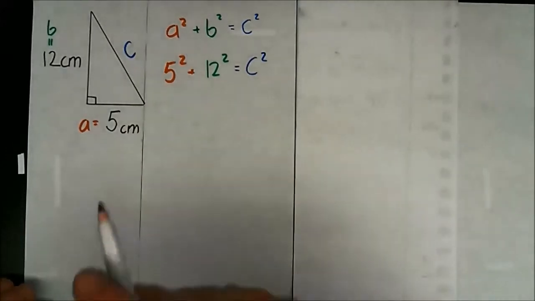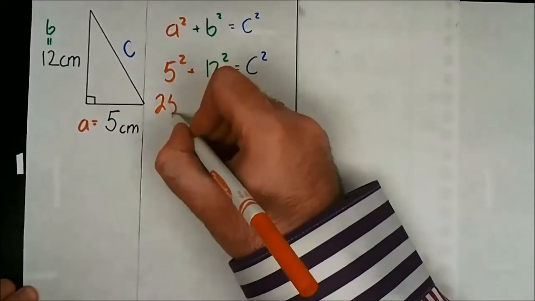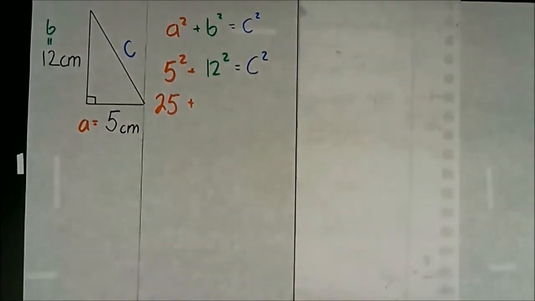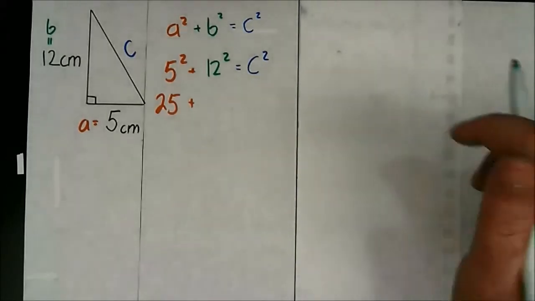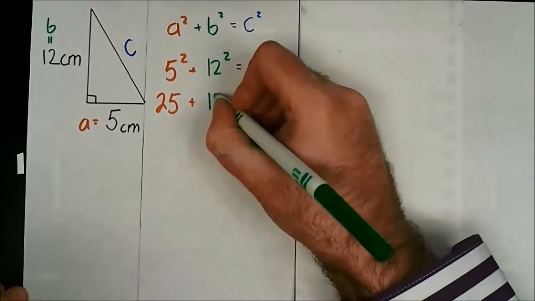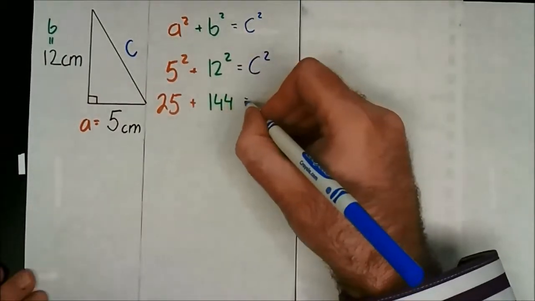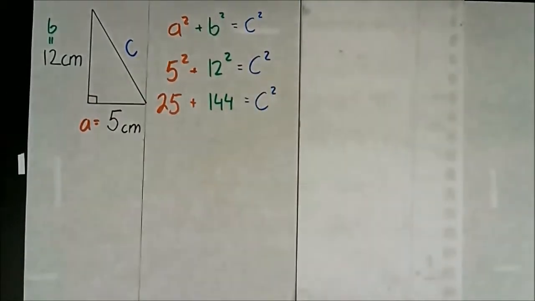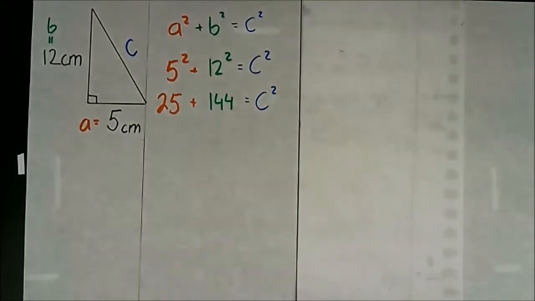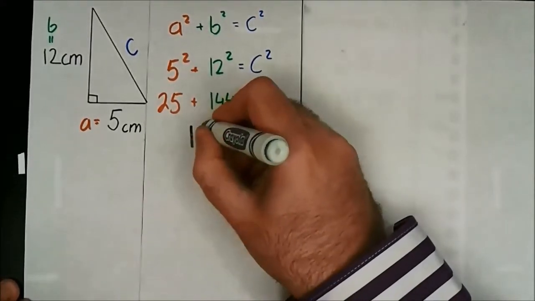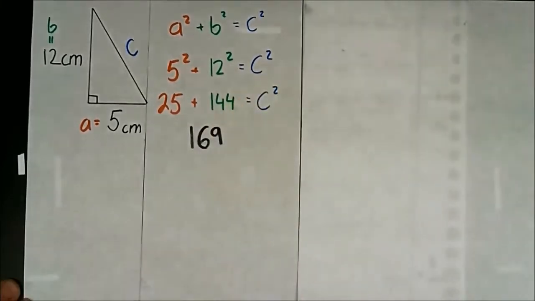5 times 5? 25, of course. What about 12 to the second power? What's 12 squared? 12 times 12. 144. And all of that equals, once again, C squared. Can someone do some quick math for me and tell me what's 25 plus 144? 169, you say? I'm in agreement with you.